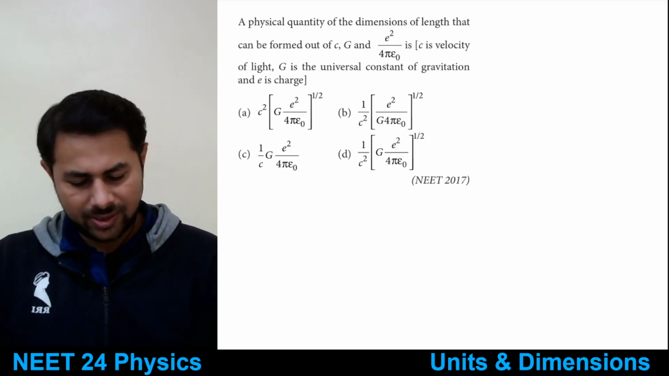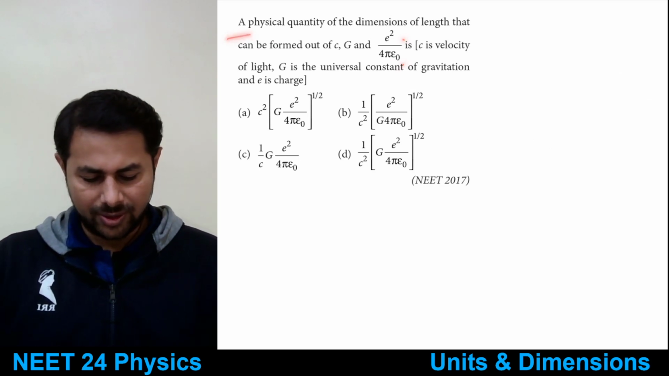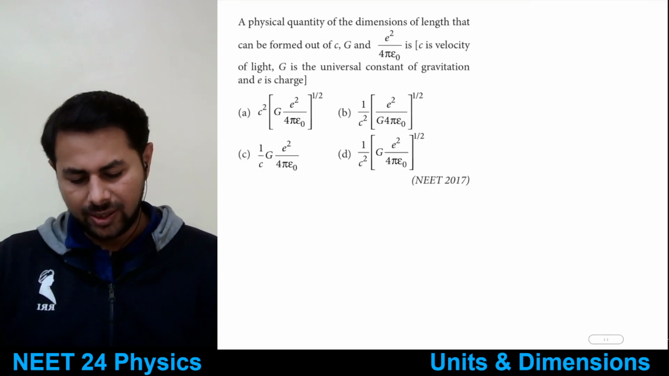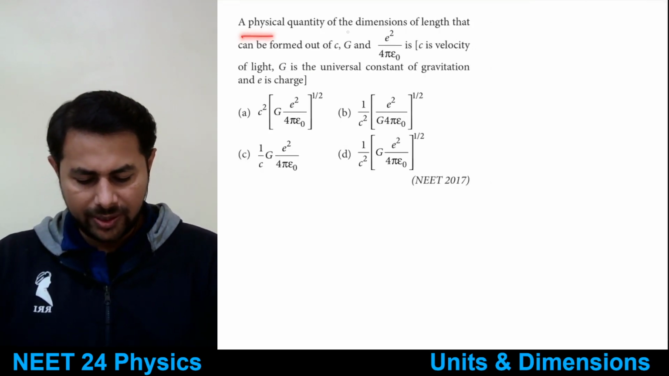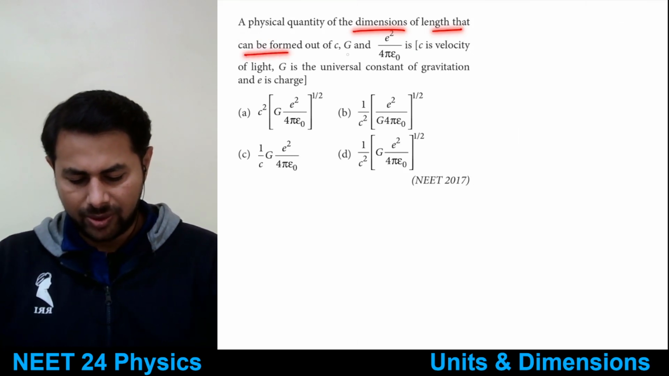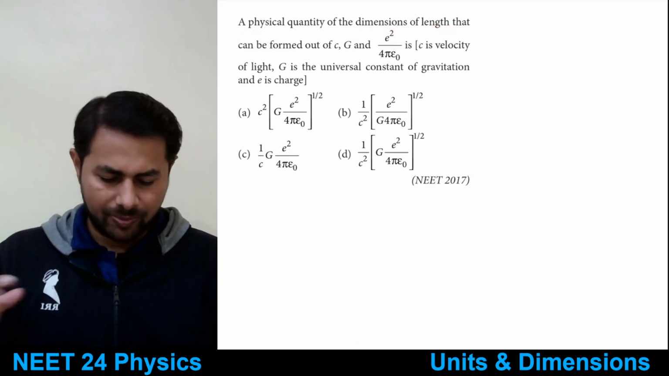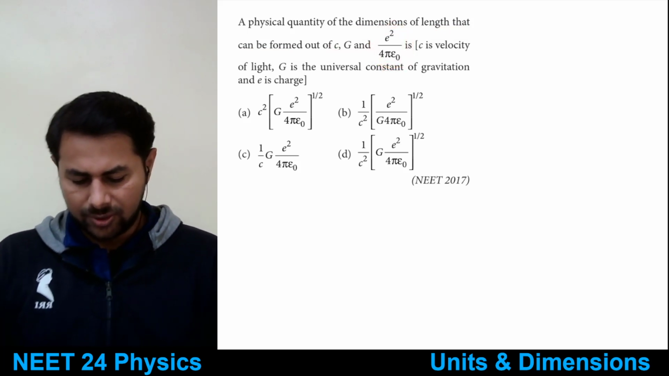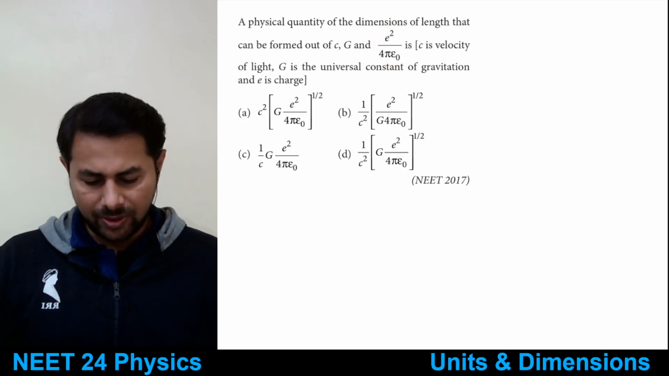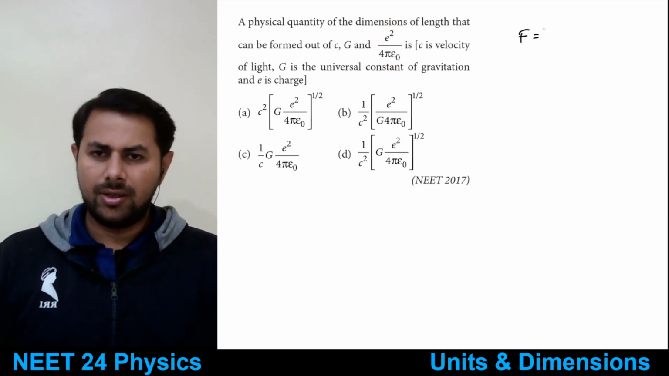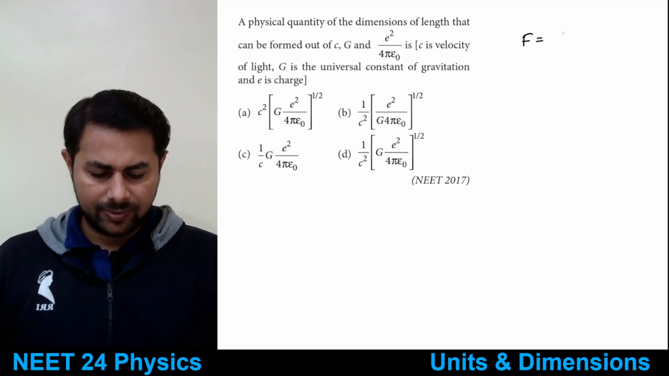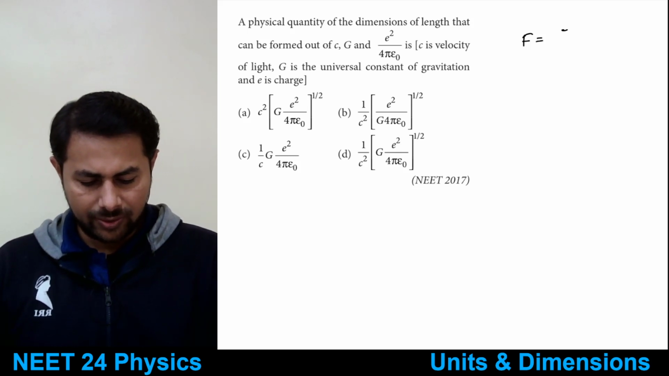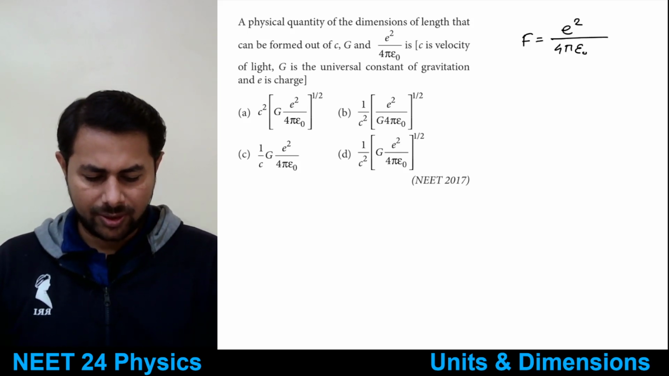Again there is, okay, e square by 4 pi epsilon naught. This is from NEET 2017. This is from 2016. All right. A physical quantity of dimension of length that can be formed of c, G and e square by 4 pi epsilon naught, okay. c, G and e square by 4 pi epsilon naught. So now where does this e square by 4 pi epsilon naught come? It comes in Coulomb's law. Coulomb's law can be written as 1 upon 4 pi epsilon naught e square by r square, okay.